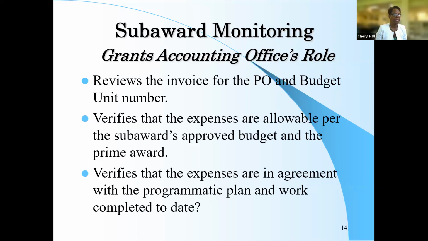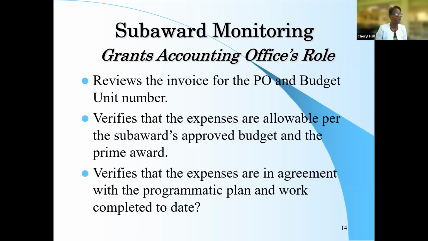It also verifies, once they get the invoices, that the expenses are allowable per the subaward's approved budget and the prime awardee. So meaning, if the expenses on that invoice do not mirror what they said they were supposed to purchase in that line item budget that's submitted during the proposal phase, then they will ask the PI, hey, they're trying to purchase something that we don't see approved in the original budget. Do you have any modifications to that budget? Or has there been approval given, prior approval given by the funder or the sponsoring agency?